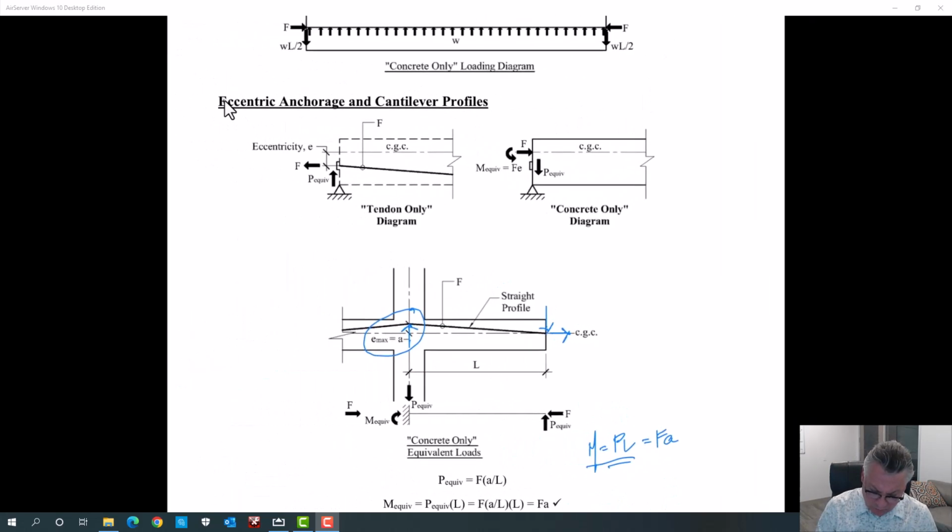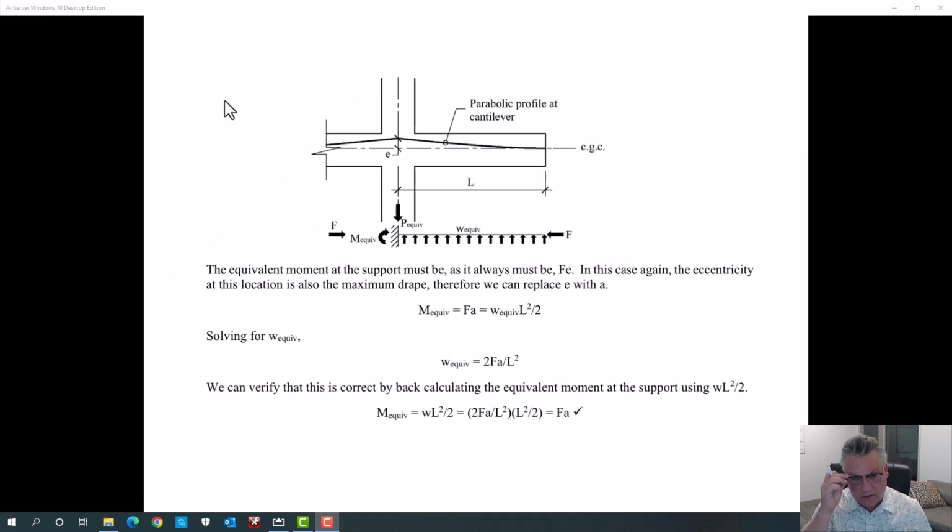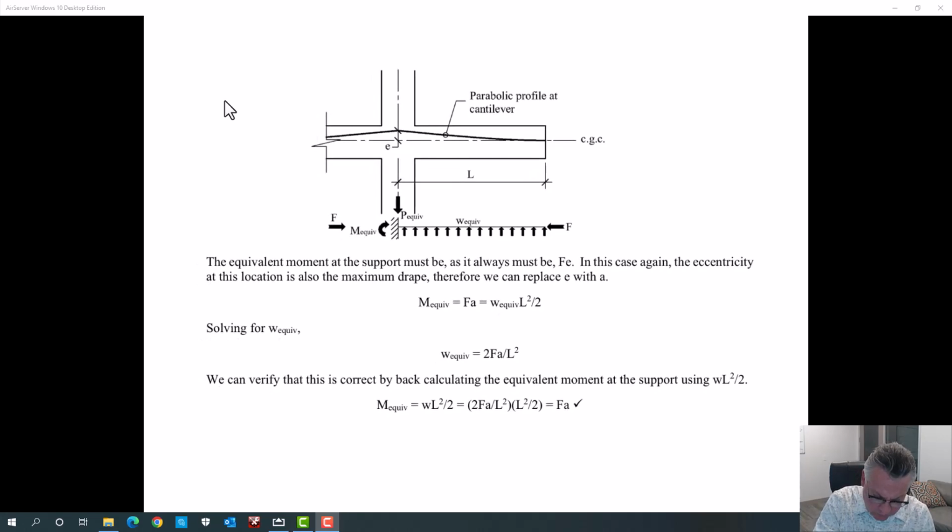So you can actually approach this multiple ways. I'm probably confusing you by all the ways that I'm doing it. But the end result is you've got point loads. Those must end up equaling the force times the eccentricity at every location. A little more exciting when we put a cantilever profile on. It's the same thing. To keep this profile the way it's shown, there must be an equivalent load on this, if that's the tendon.